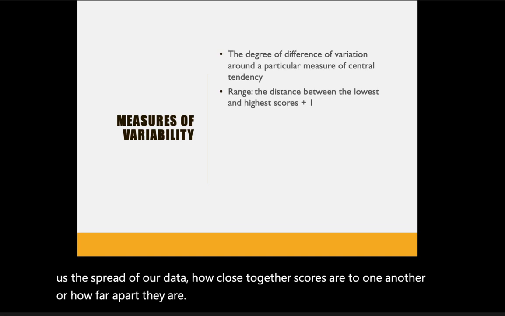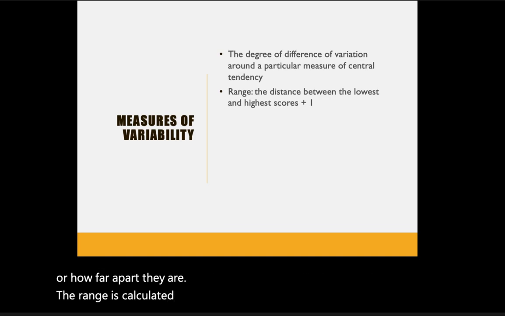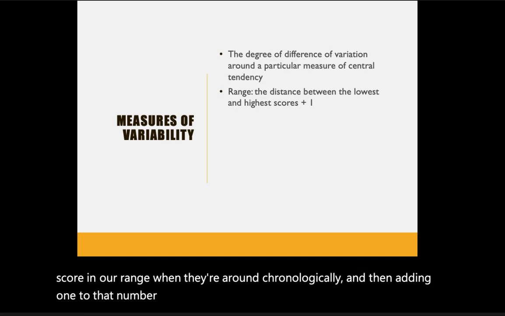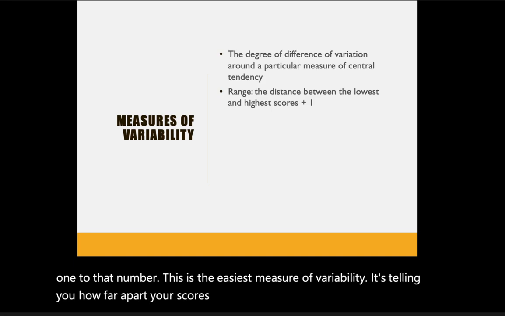The range is calculated by subtracting the lowest score from the highest score when they're arranged chronologically, and then adding 1 to that number. This is the easiest measure of variability. It's telling you how far apart your scores are. If our scores range from 80 to 20, our range is 61.